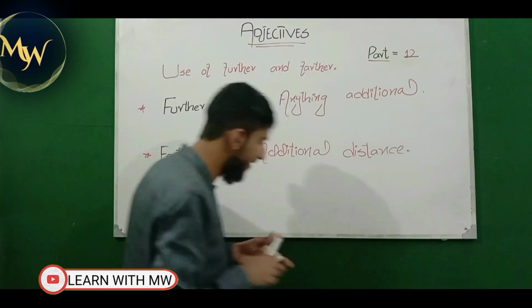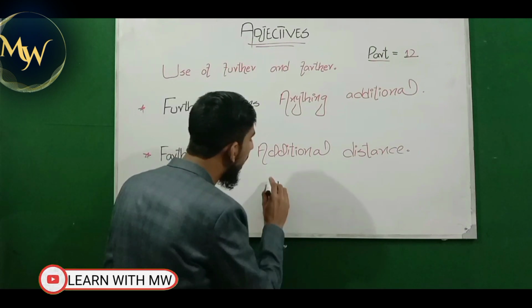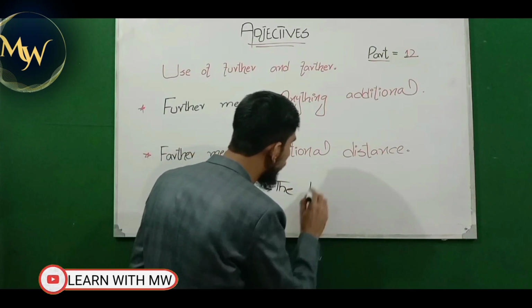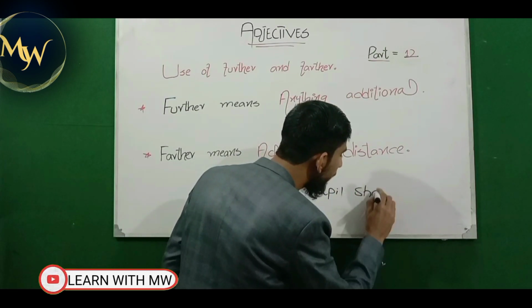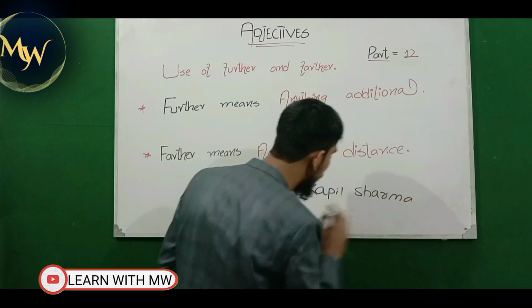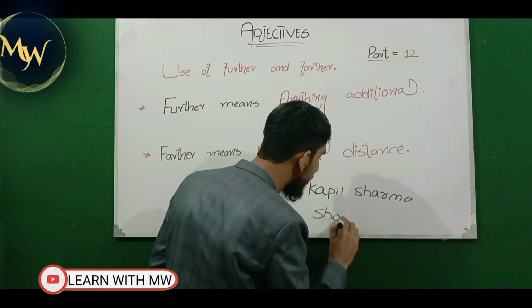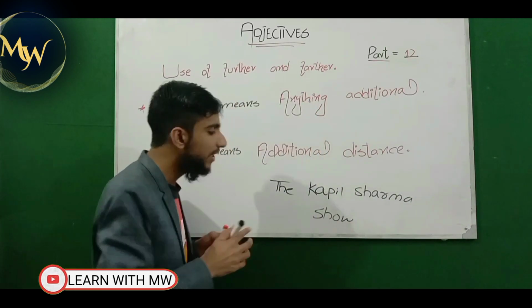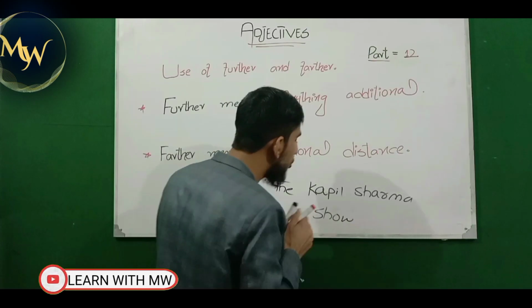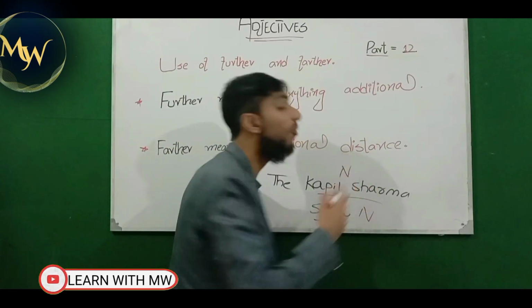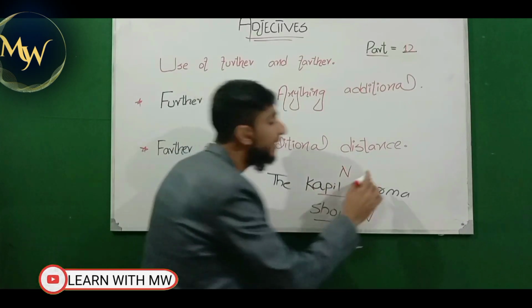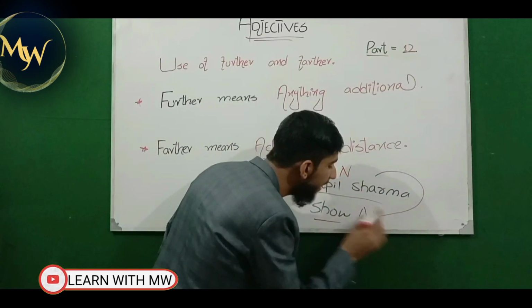I will give you a short example. In that video, I gave a short example: the Kapil Sharma show. So we will look it out. Naming words are called nouns. So show is a name, so show is basically a noun. Kapil Sharma is also a name, and naming words are called nouns. But here, Kapil Sharma is adding meaning to the noun show.